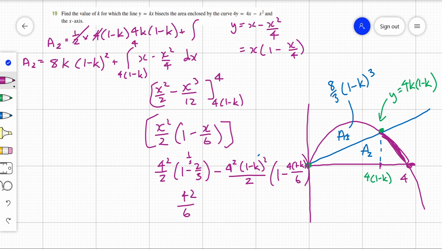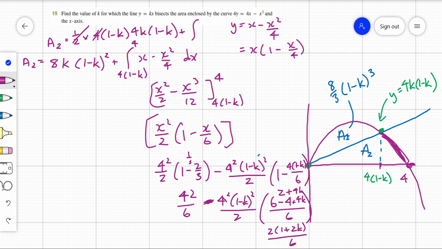So we're going to get 4 squared on 6 here. Over here we are going to get 4 squared (1 minus k) squared. I'm going to keep this as 2. Whoops, that's a minus. So here on 6, I'm getting 6 minus 4 minus, so plus 4k, all on 6. Alright, that's 2 plus 4k on 6, is it? Alright, so that's 1 plus 2k on 6.